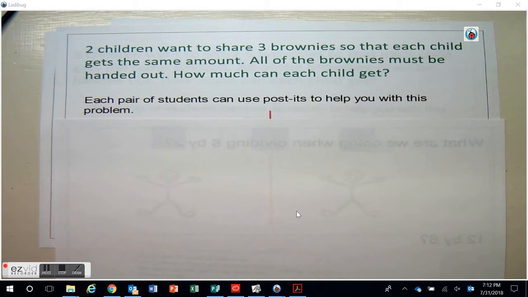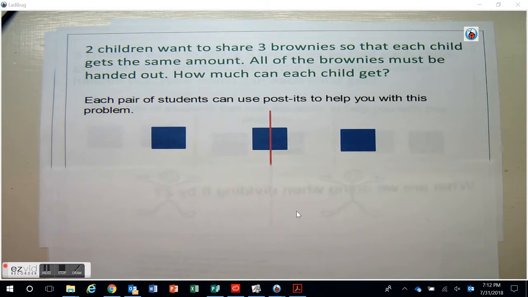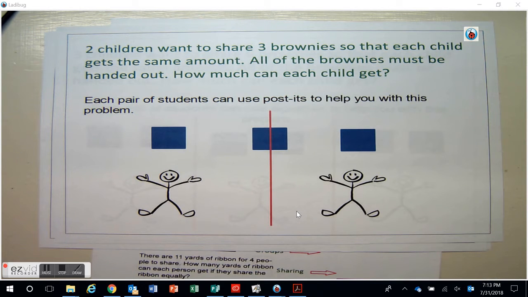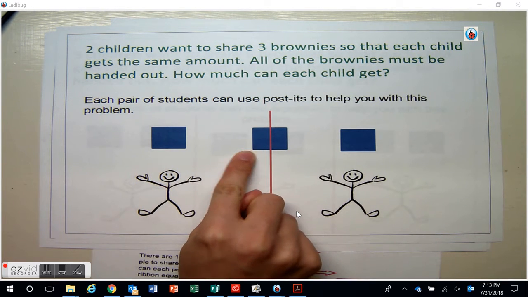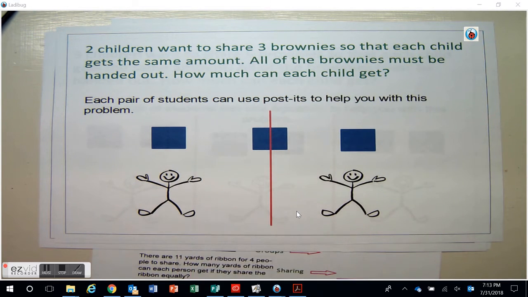Two children want to share 3 brownies so that each child gets the same amount. All of the brownies must be handed out. How much can each child get? 2 children, 3 brownies. Again, you can use 3 Post-it notes if you'd like. You might have to manipulate those Post-it notes a little bit to equally share with those 2 children.